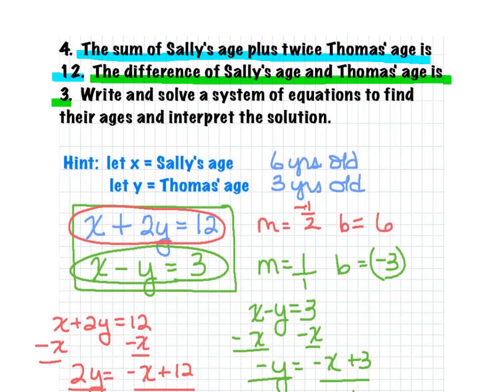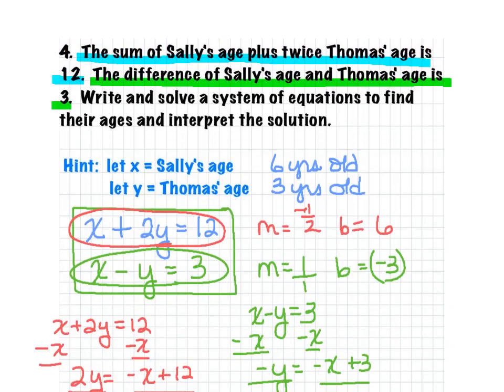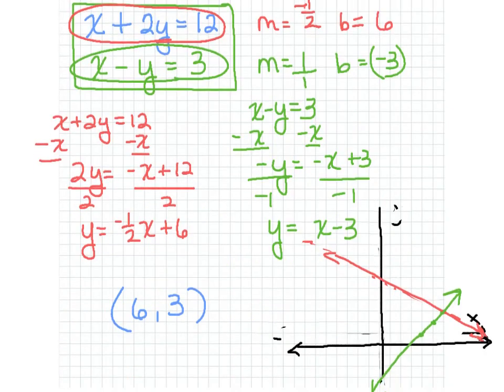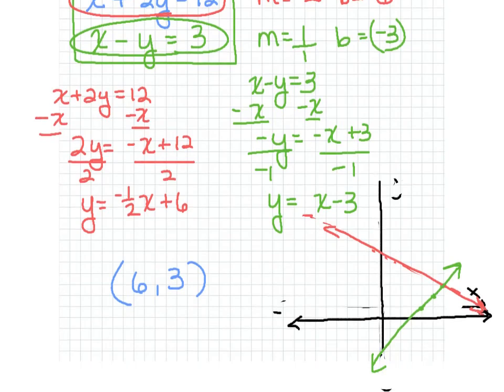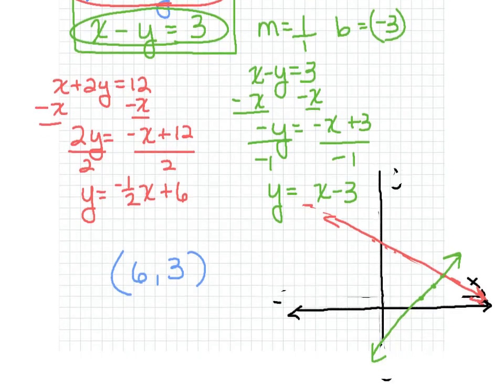Let's make sure that it makes sense to the description given to us. It says the sum of Sally's age plus twice Thomas's age is 12. So 6 plus 2 times 3 is 12. Yeah, that's right. And then the difference of Sally and Thomas's age is 3. 6 minus 3 is 3. Okay, so that's what the solution means. That x is for Sally's age, she's 6, and y is for Thomas's age, he's 3. Okay?